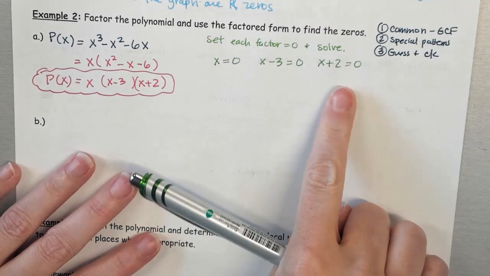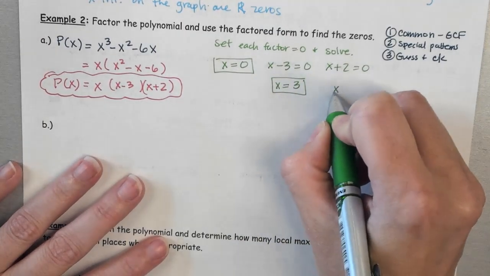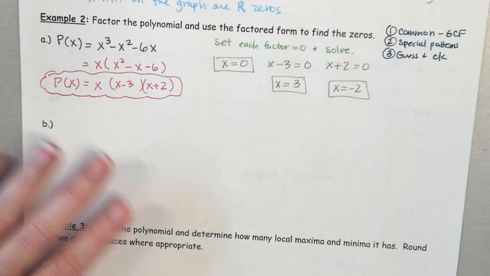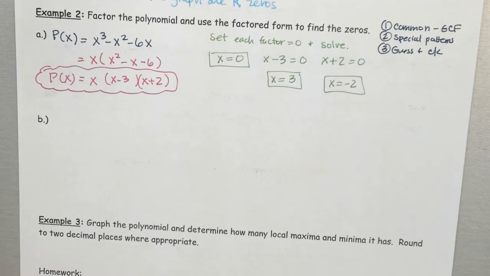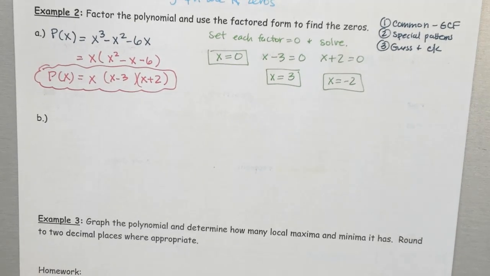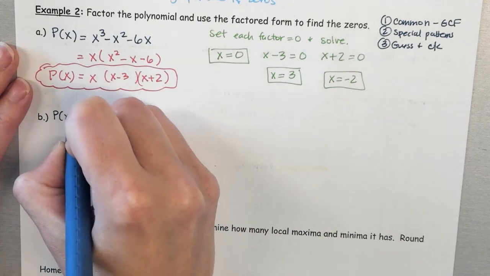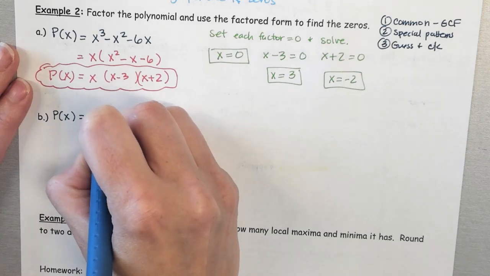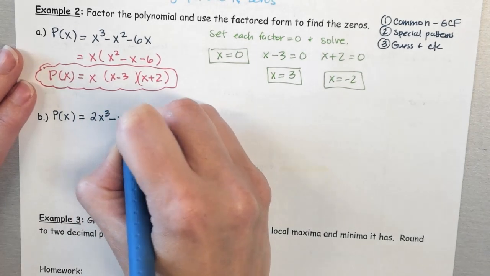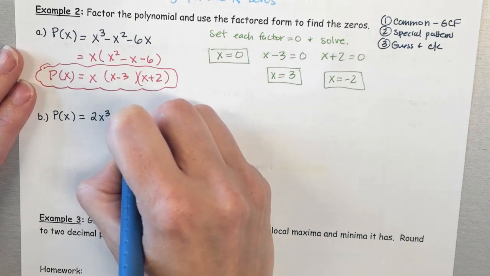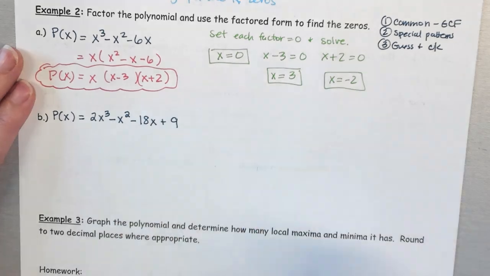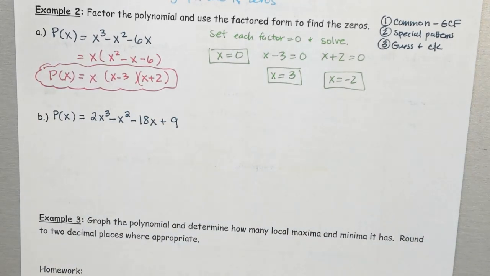Okay, and I do want to see that step where you're setting them equal to 0. Obviously, there's nothing to solve for here. And then I'm fine if you just move that over, plus 3 minus 2, that's fine. Okay, so your zeros are 0, 3, and negative 2. All right, and then for part B, we're going to have a cubic polynomial with 4 terms. So we have p of x equals 2x cubed minus x squared minus 18x plus 9.